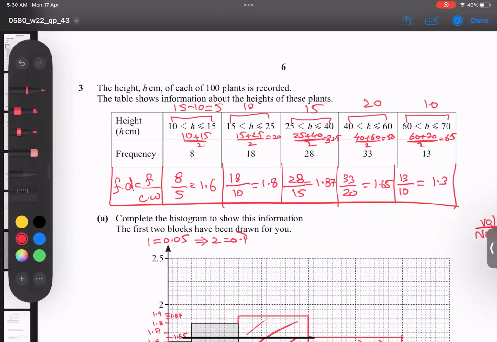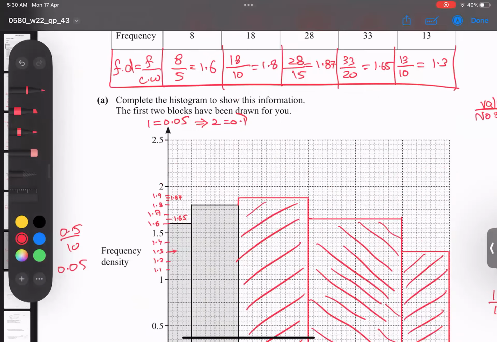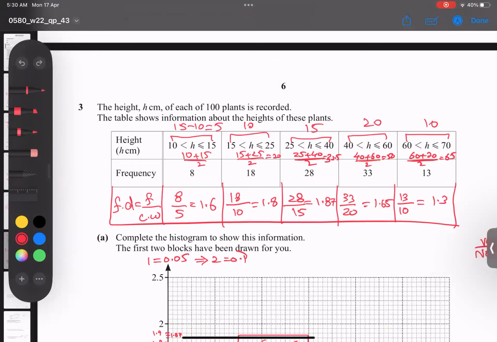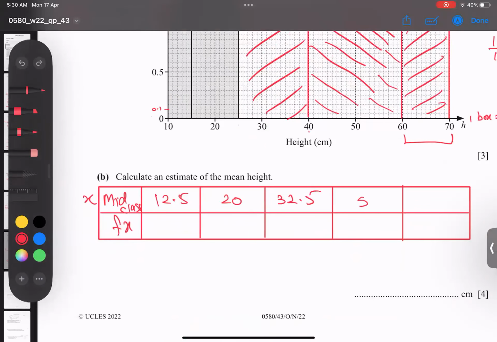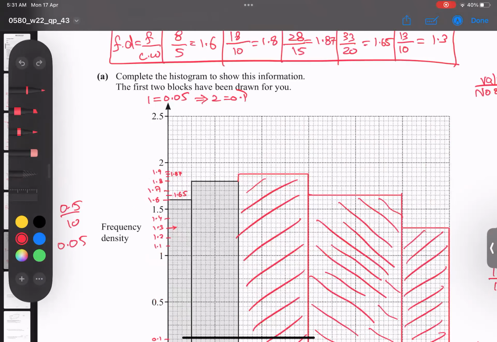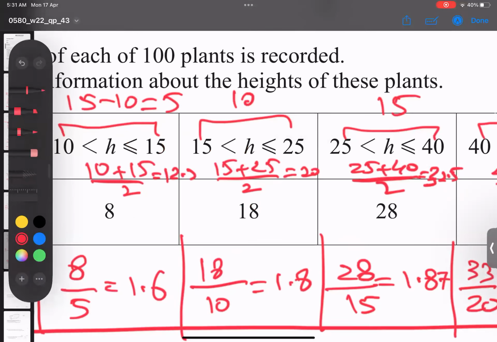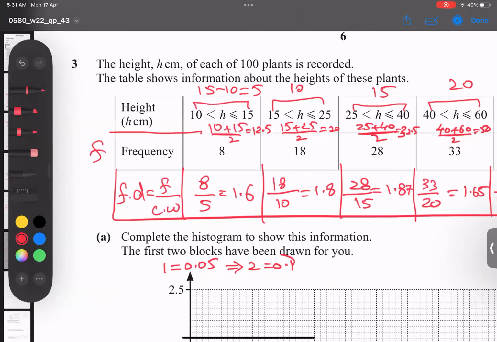So let's write: 12.5, 20 and 32.5. The rest two are 50 and 65. So mid class, I got it. And how to get fx? This x value and the top frequency, these values will multiply. So this 8 multiplies with that 12.5. So this is the x I found.